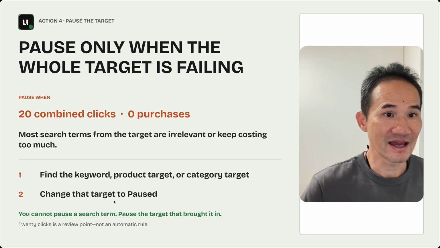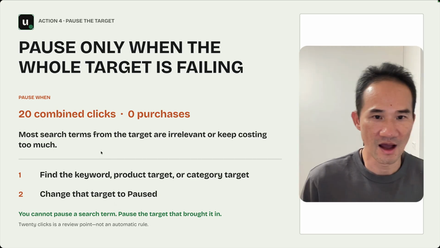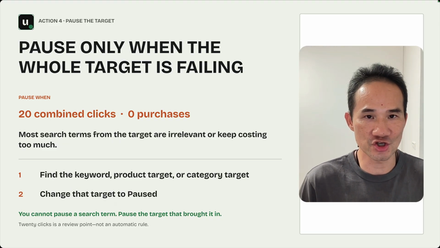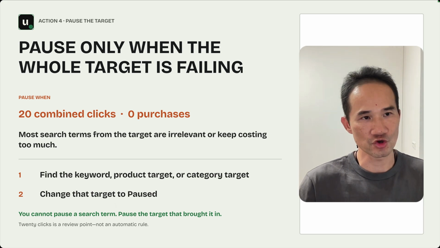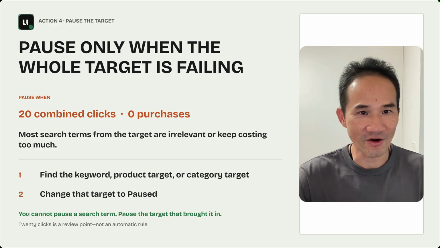All right. The next thing you can do is pause. For example, if there are keywords that are irrelevant, or that have combined clicks over 20 and keep spending your budget while you are losing money, you may want to consider pausing them.